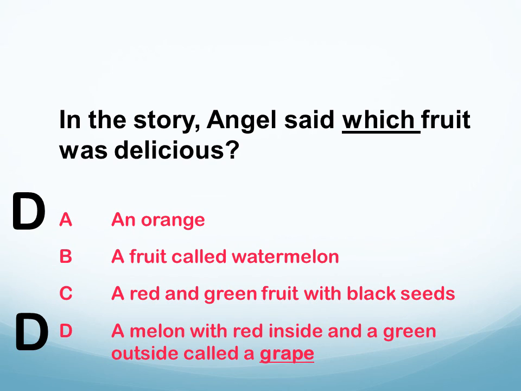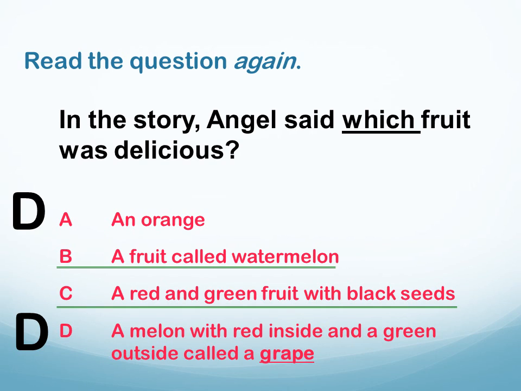Every time you move on to another answer choice, it's very important that you take the time to read the question again. I know it's annoying, but oftentimes you get so busy thinking about the answer to your question that you actually forget what the question even is. And so, for the 3rd time, you should read the question. In the story, Angel said which fruit was delicious? B, a fruit called watermelon, or C, a red and green fruit with black seeds.